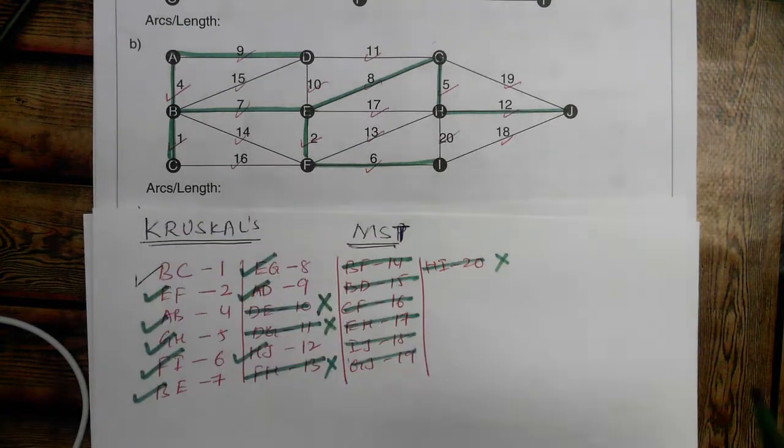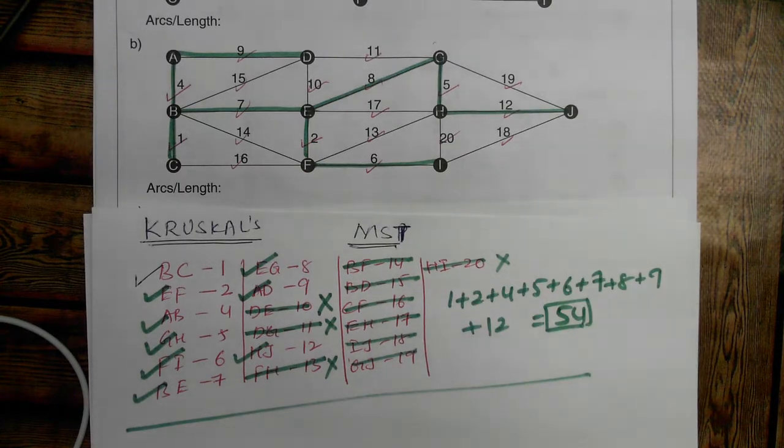Then what you need to do is work out the minimum spanning tree's length. You can always add all of them. Let's do that now, and then I'll check with my answer. Right, so the length of the minimum connector is 54, and that should be it.